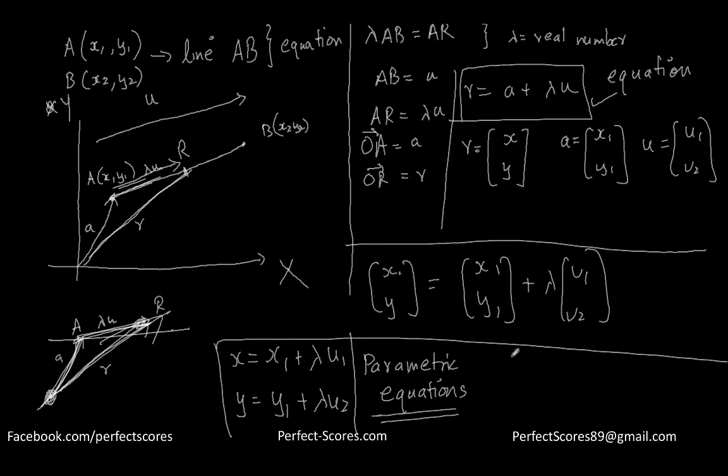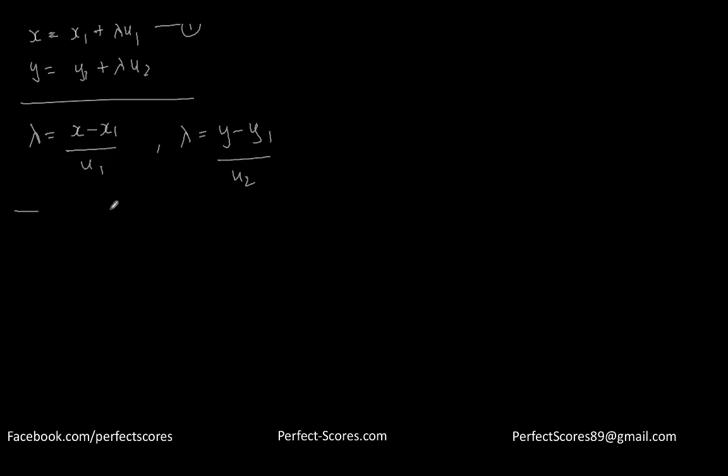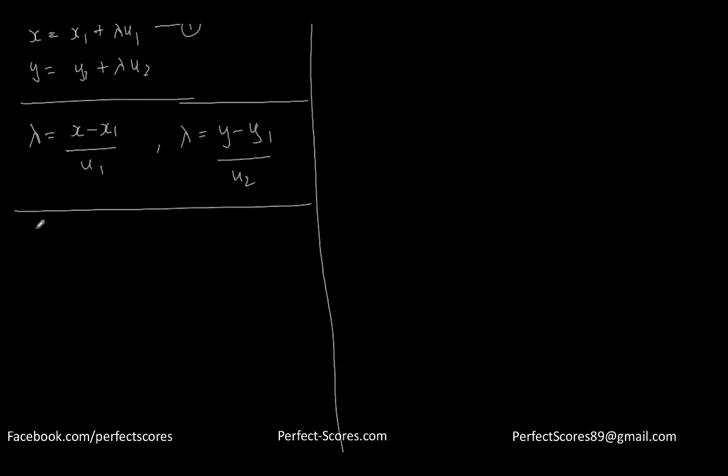Now, if I pick up the parametric equations, what are they? x is equal to x1 plus lambda u1 and y is equal to y1 plus lambda u2. From the first equation, I can say that lambda is equal to x minus x1 over u1, and from the second equation I can also say that lambda is equal to y minus y1 over u2. Equating both of them, I can say that x minus x1 over u1 is equal to y minus y1 over u2.